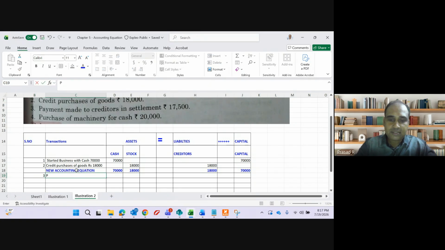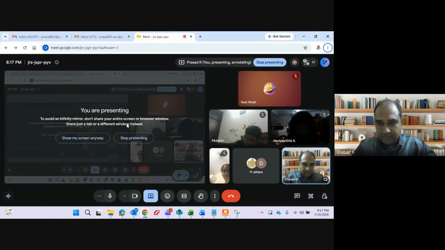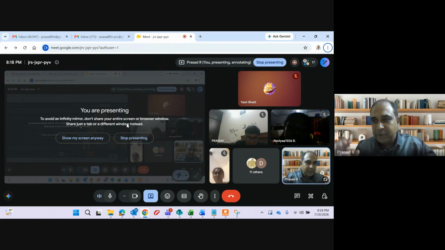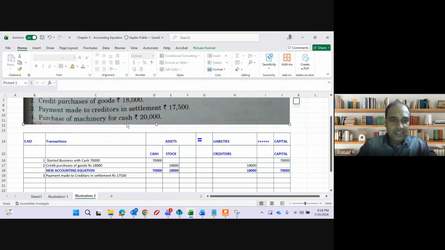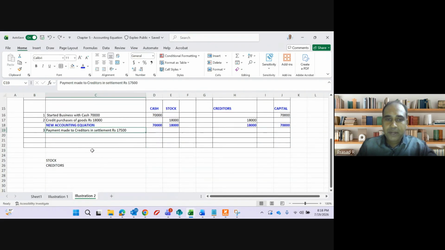Payment made to creditors in settlement, rupees 17,500. Okay. I will ask you a few questions. Once you answer those few questions, you automatically will get the concept. Clear? First is payment made to creditors. How much payment made, guys?